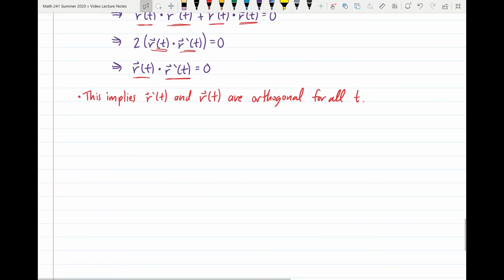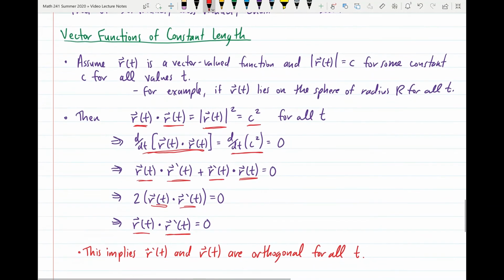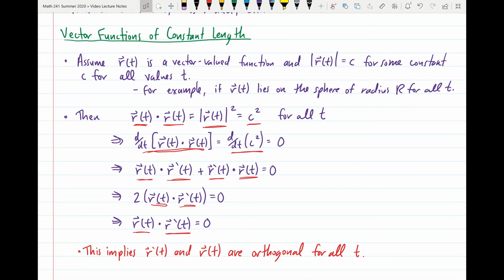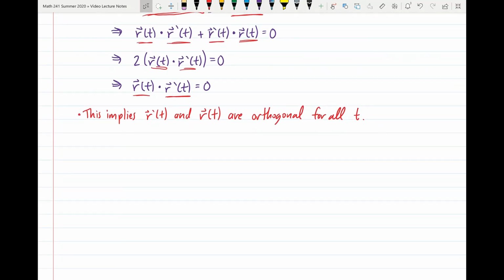So, again, this implies that if we have a vector function and the magnitude of the vector is always equal to c, regardless of what we stick in for t, then r prime of t and r of t will always be orthogonal. Okay, so that is the end of the material for section 13.1. Material for section 13.2 should be coming up shortly.